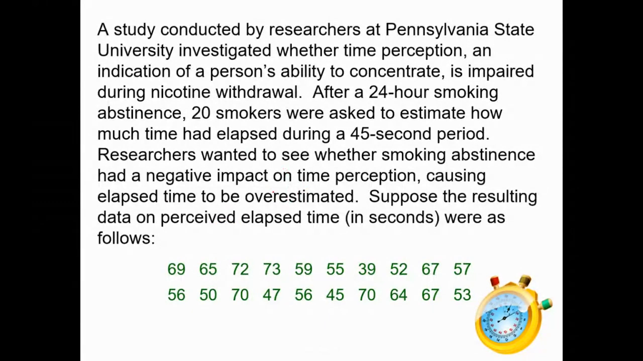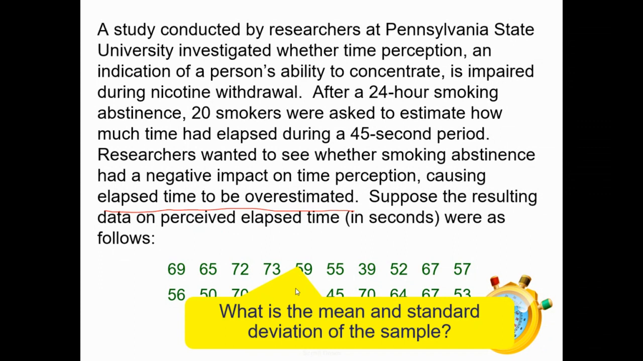So we're interested in it being overestimated. Suppose the resulting data on perceived elapsed time in seconds were as follows. They give us all the data. What can we do to find the mean and standard deviation of this sample? What should we do?